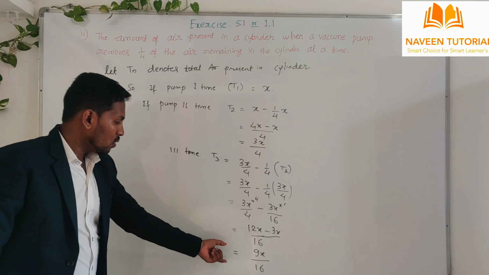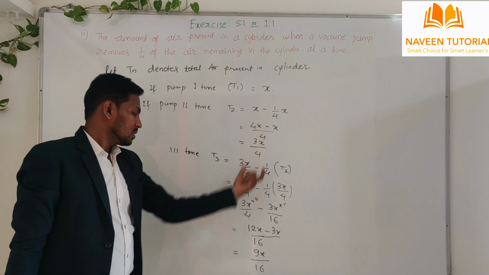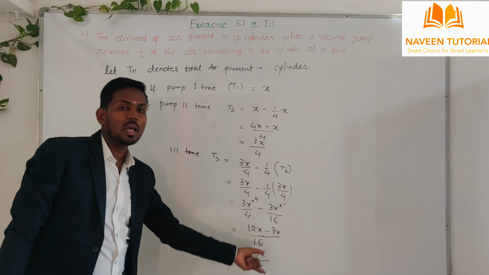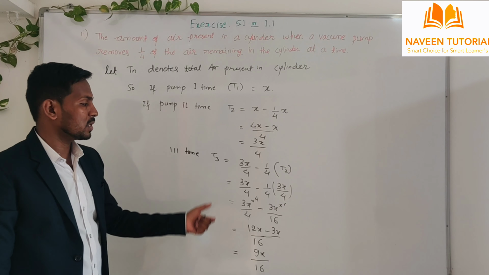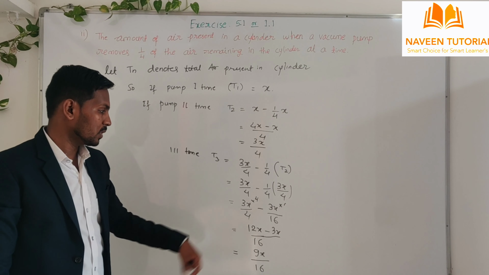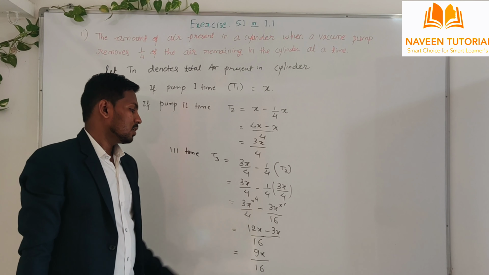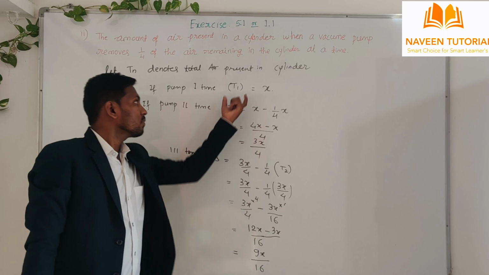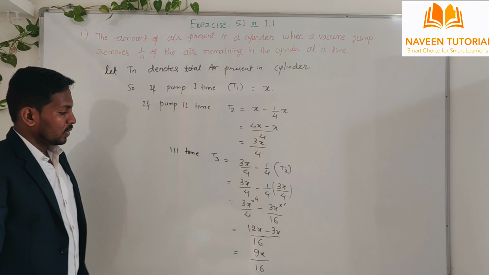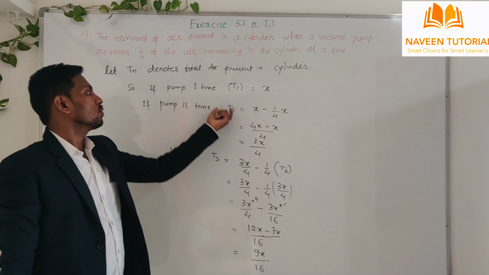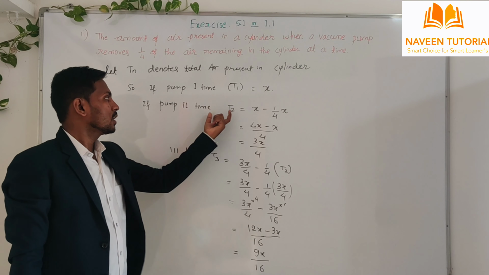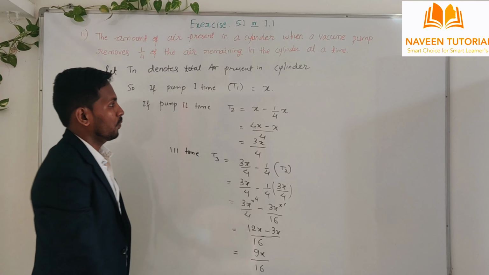So 1/4 of the 75% is 9/16 x. It will be nearly 64 point something percent. But here it is 9/16th of the first term. Okay, now we can check T2 minus T1 and T3 minus T2.